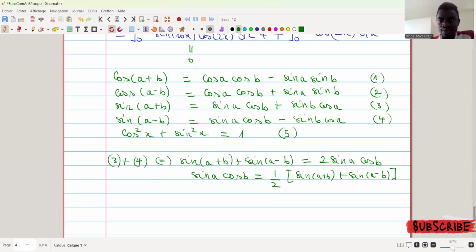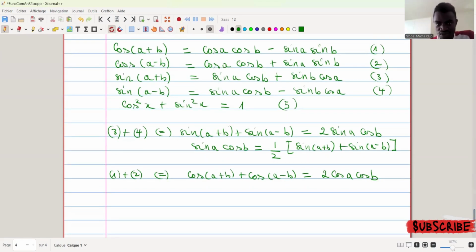Same thing, if you want maybe a relation between cos A, cos B, or sine A, sine B. If you take 1 plus 2, you are going to have cosine A plus B plus cosine A minus B equal to 2 cosine A cosine B. So to have a relation for cosine A cosine B, you have cosine A cosine B equal to half of cosine A plus B plus cosine A minus B.